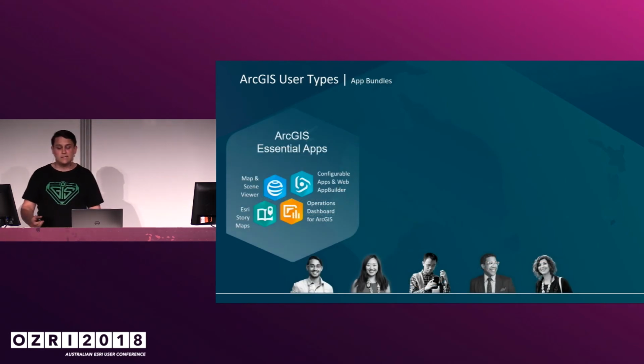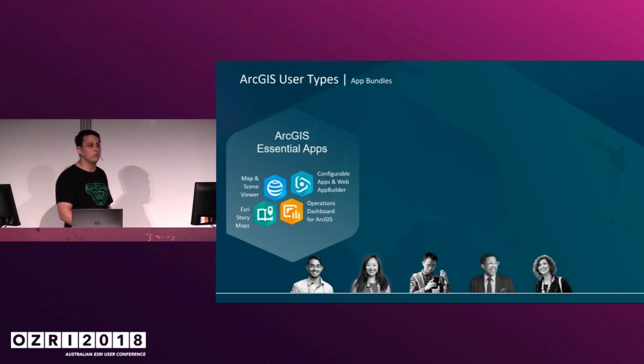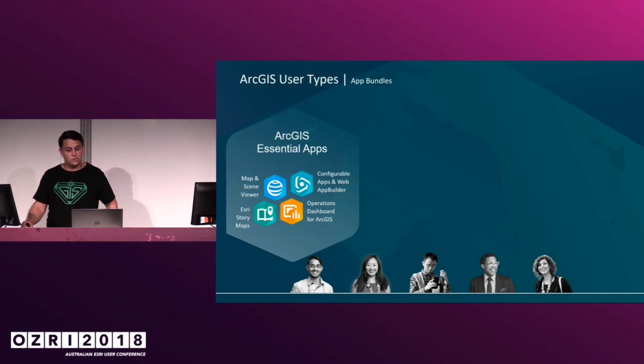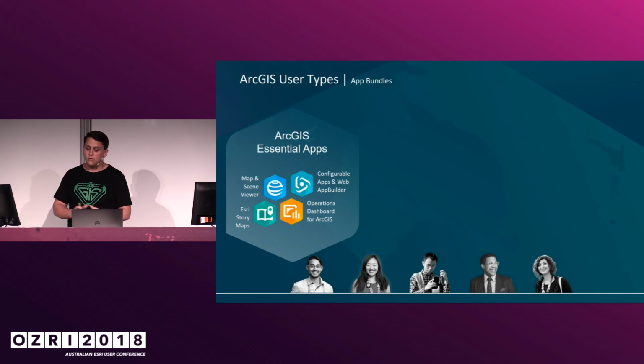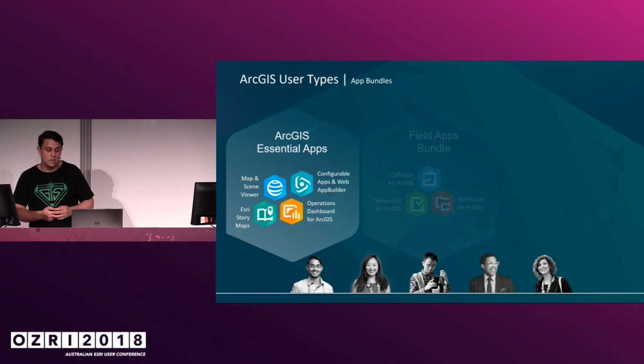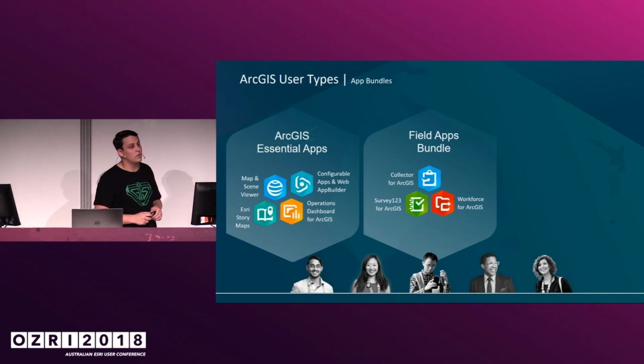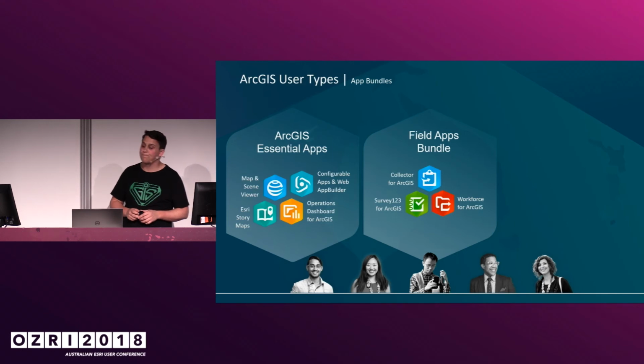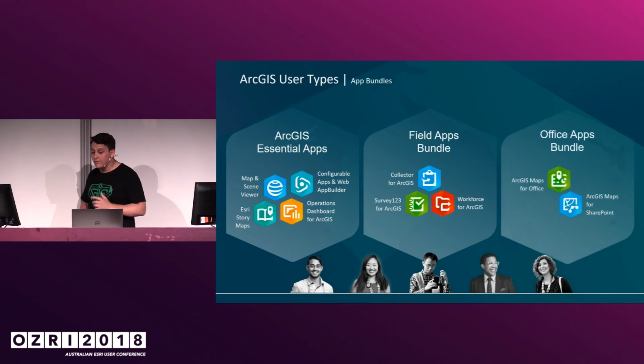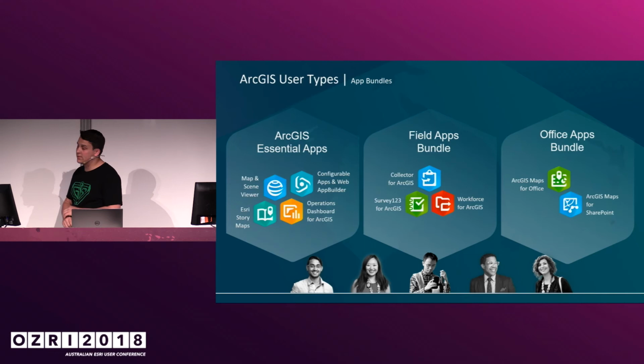Along with these identities, there's now the concept of app bundles, where different applications are bundled together in order to make access to these applications easier. There are the ArcGIS Essential apps, which will include things like Map and Scene Viewer, Story Maps, Configurable Apps, and Operations Dashboard. The Field App Bundle includes our field apps like Collector, Survey 123, and Workforce for ArcGIS. Then we have the Office Apps Bundle, which includes Maps for Office and Maps for SharePoint.